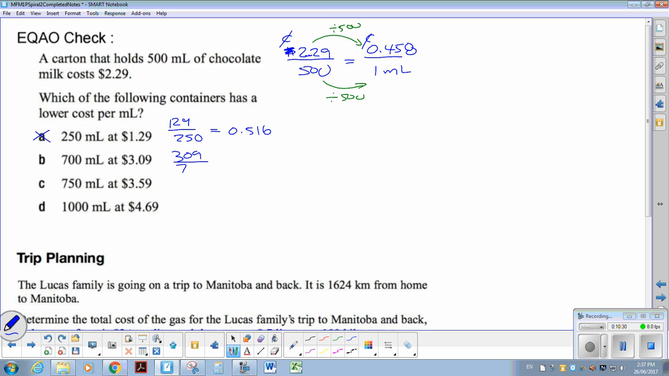309 divided by 700. Now we're taking the cost and dividing it by the milliliters. 0.44. So there it is right there, that is the correct answer. As soon as you get one that works, you can check the rest, but that will get you your answer.